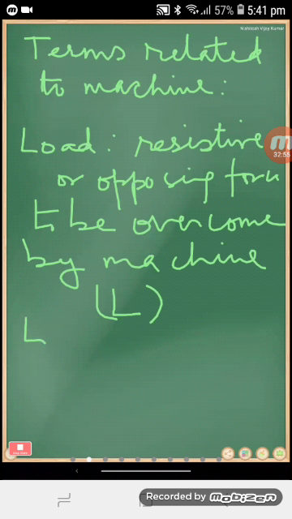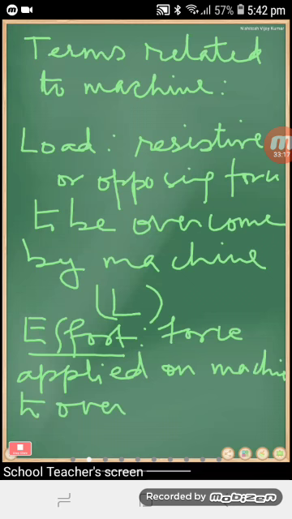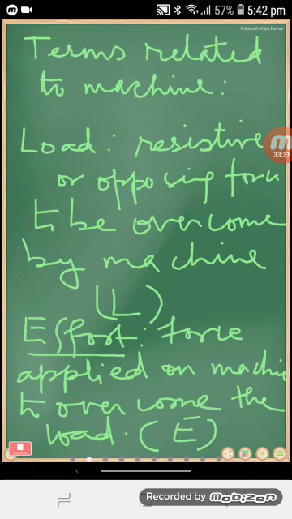The second is effort. This is the force which is applied on the machine to overcome the load. This is denoted by E. The force which is applied on the machine, by whatever means, is called effort. Whatever force you are applying on the machine, or whatever force is applied by the machine, that is called the effort. Keep in mind both of them are types of force, and therefore the unit will be the units of force.